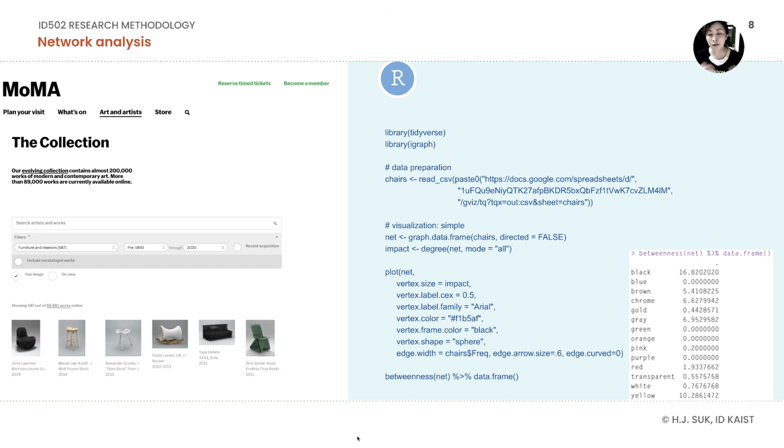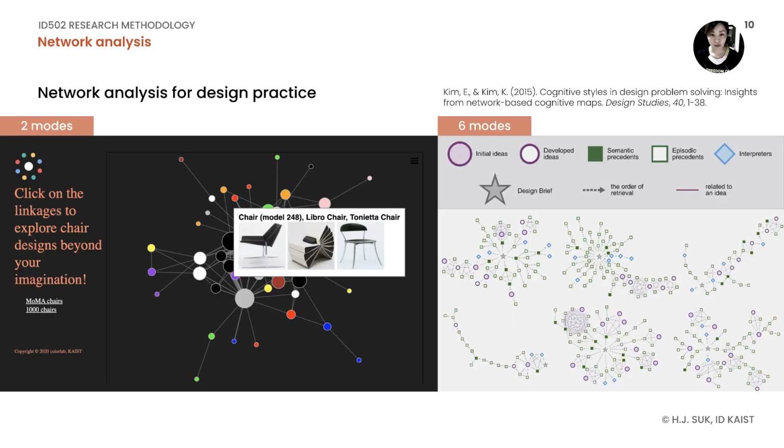Okay, for beautifying your network analysis, you can consult different websites. And this is actually the final form of the chair study. I visualized it after having more chair data set, and visualized here not only color combinations but also materials. So here black leather is distinguished from black plastic.